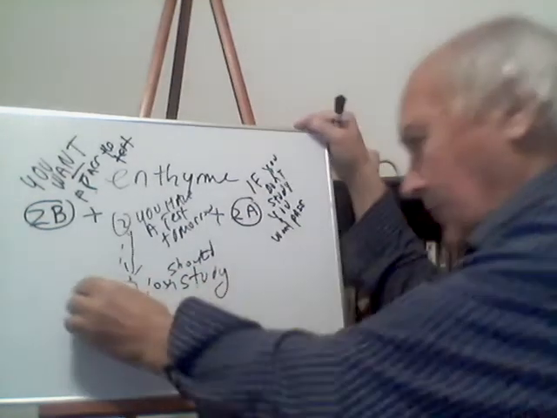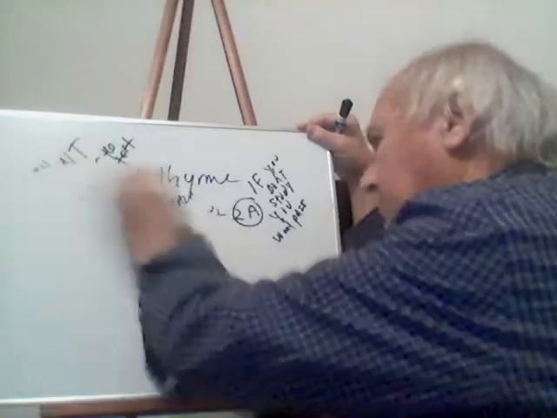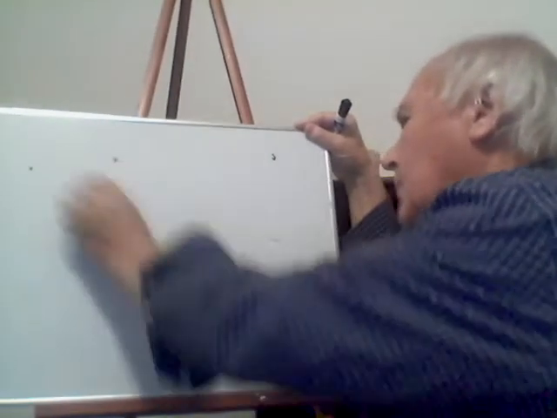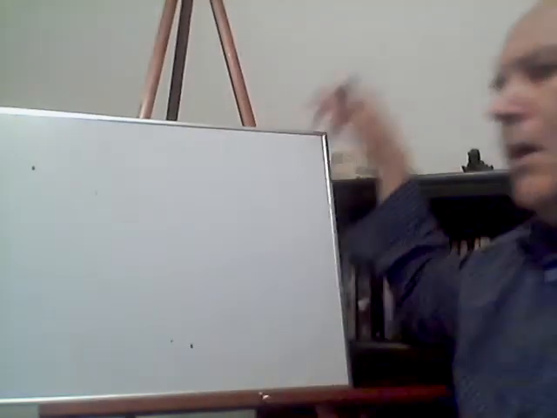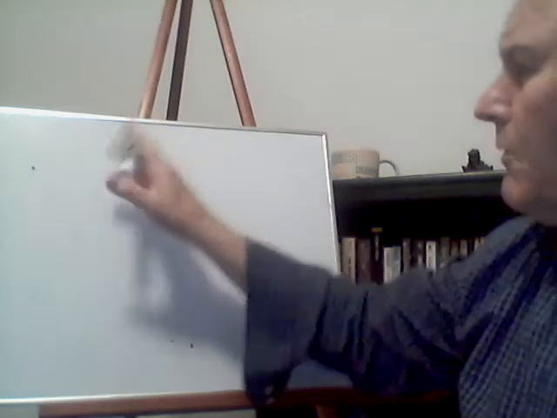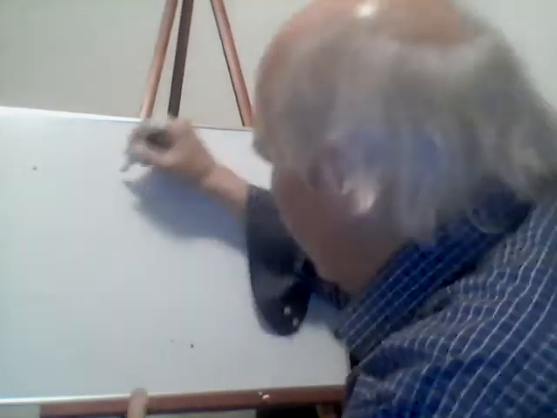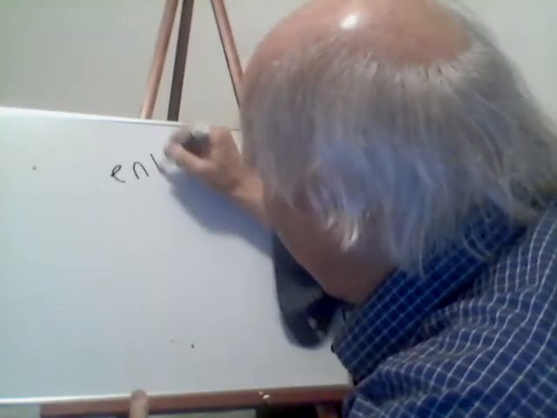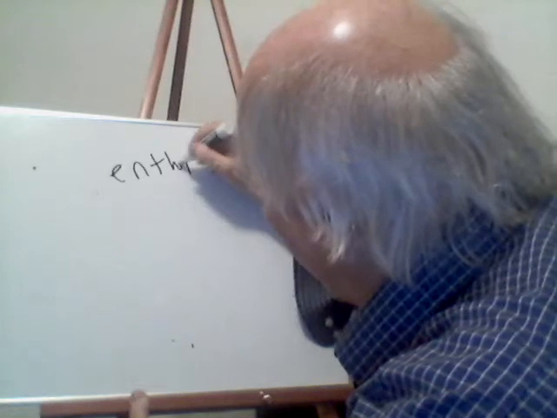Okay, now, let me give you another example. I'll give you an example of when you have an argument that has missing premises. As I mentioned before, it's called an enthymeme. So let me explain why it's called an enthymeme.